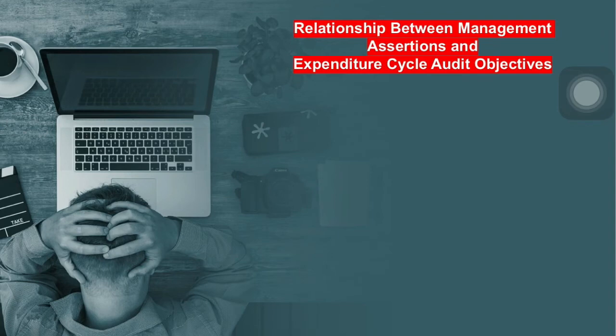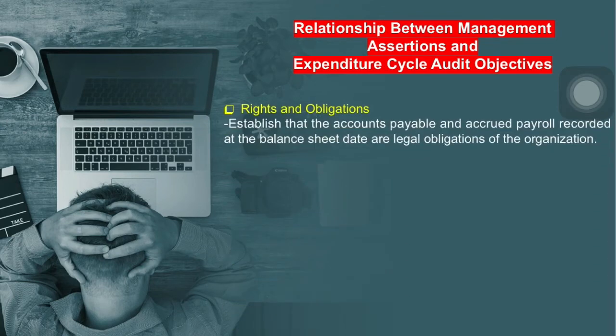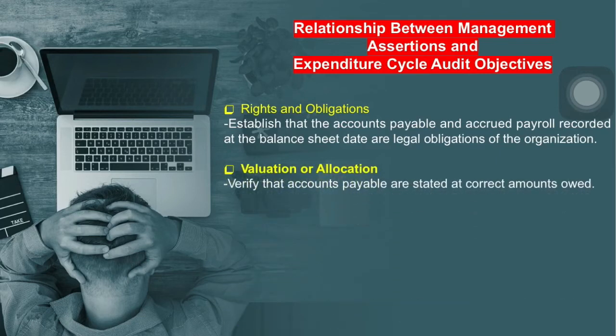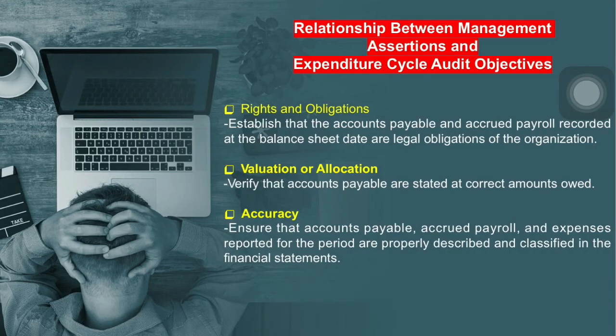Fourth, rights and obligations. It establishes that accounts payable and accrued payroll recorded at the balance sheet date are legal obligations of the organization. Fifth, valuation or allocation. It verifies that accounts payable are stated at correct amounts owed. And the last one, presentation and disclosure. It ensures that accounts payable, accrued payroll, and expenses reported for the period are properly described and classified in the financial statements.